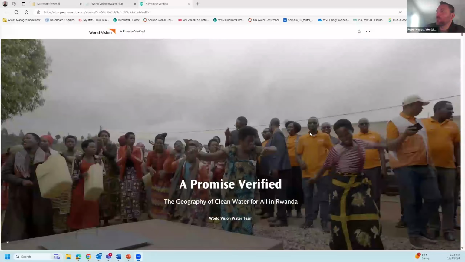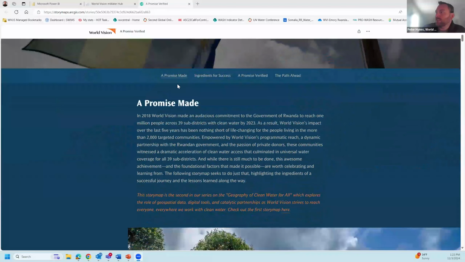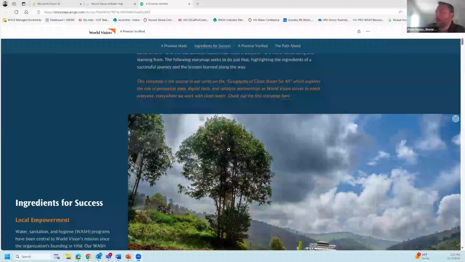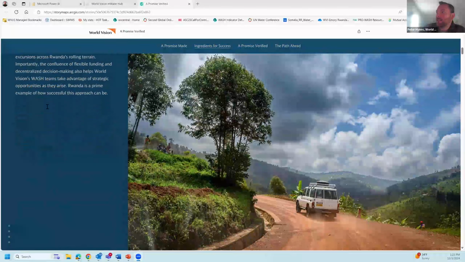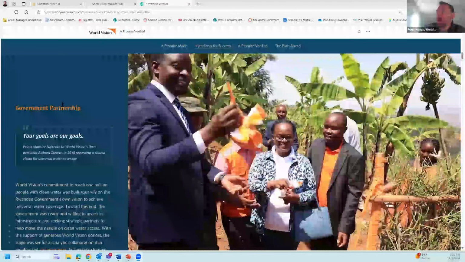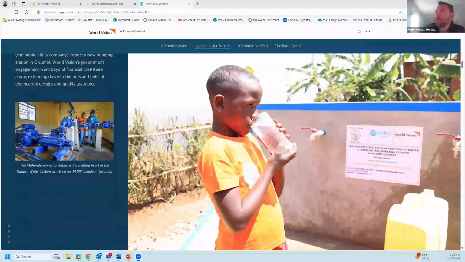Excellent. So real quick, I'll drop the story map link into the chat one more time, and I'll share my screen here. This is what we'd love for you all to scroll through when you've got time. This is an ArcGIS story map that brings us through a lot of the information we talked about today. You'll see these ingredients for success, which I presented in the slides in a much briefer format, but you can look at all of the details here.